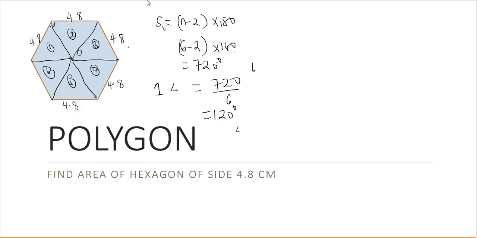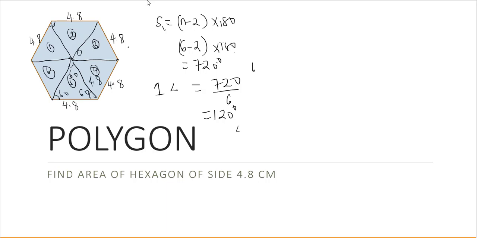So each angle here is going to be 120, but these lines are going to divide the 120 into 2 equal halves, which means this angle is 60, this one will be 60, and that one is also 60. So all these triangles inside the polygon are going to be equilateral triangles. What we need to do now is get the area of one equilateral triangle and multiply by 6. In an equilateral triangle, all sides are equal.